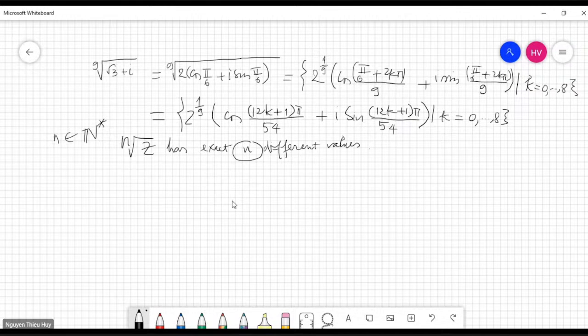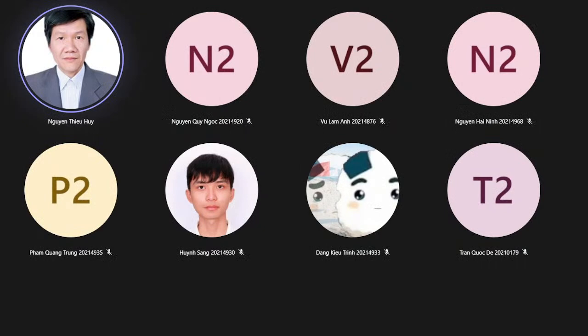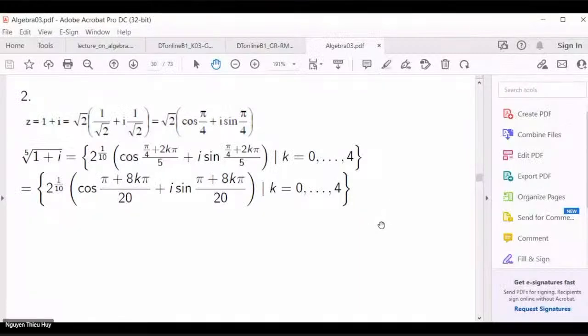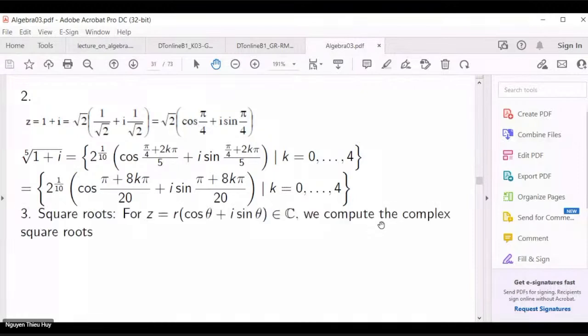Now we are going to the next root, which is the square root. I want to introduce this because it is helpful when we construct the formula for the quadratic equation. Let me return to the slide. So you have the slide here. I go to the square root.